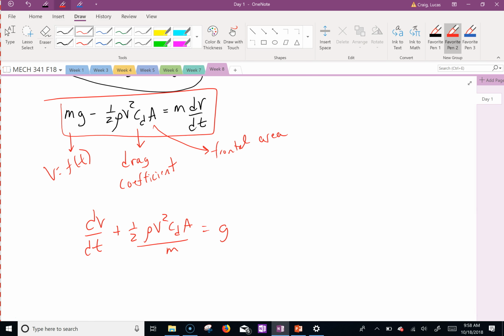Constant coefficients, meaning everything in front of your derivative or your velocity are all constants. So density is constant, CD is constant, A is constant, m is constant. But it's non-homogeneous because it's equal to g, because g doesn't have a derivative or a velocity. Is it linear or nonlinear? Nonlinear, because it's to the power of 2. Now there are methods to solve this by hand, but it's tricky. You don't want to because it's a pain.